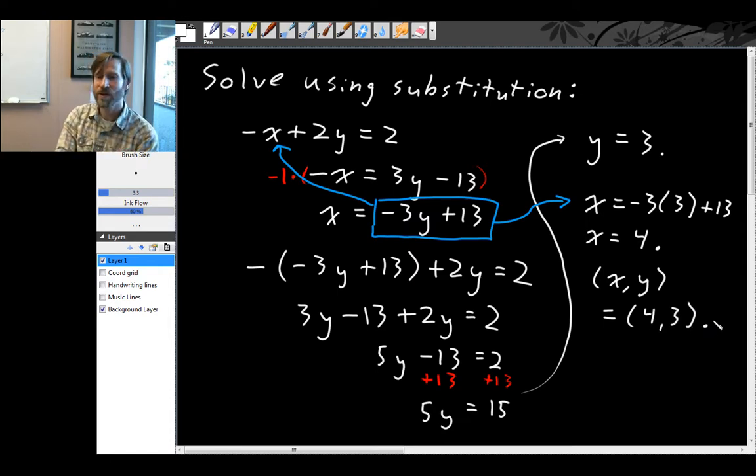Okay, and so we're all done. If we wanted to check that this solution really did work, we could take this x value 4, this y value 3, and put them into both of the original equations just to check that they really do work.